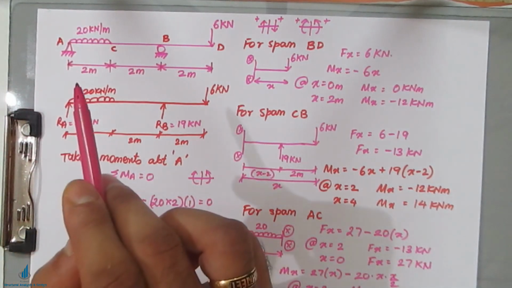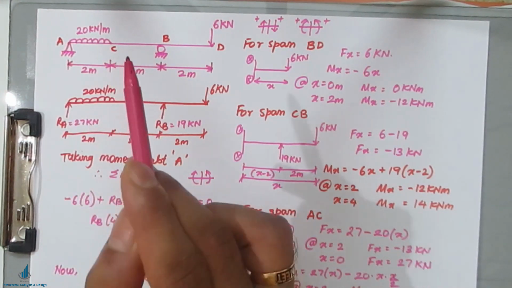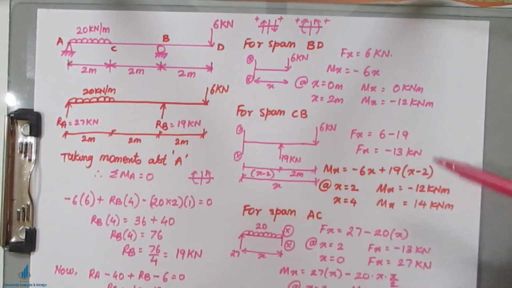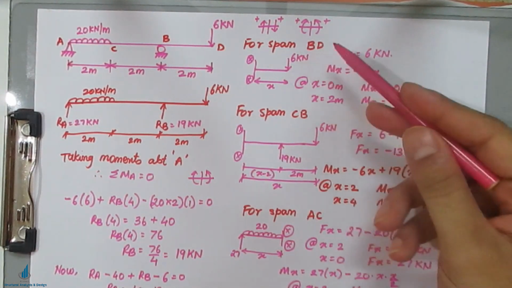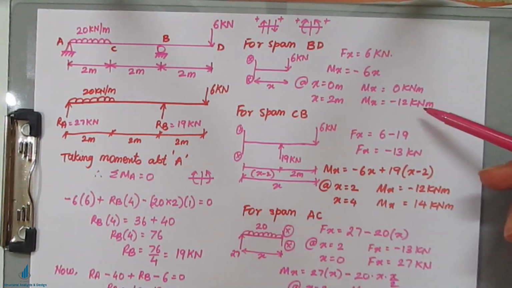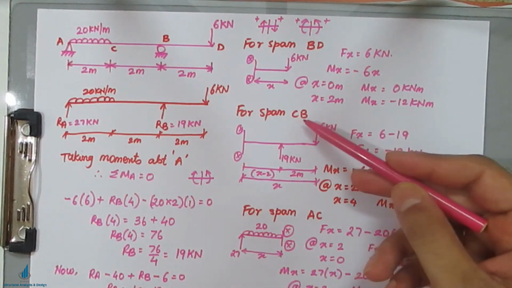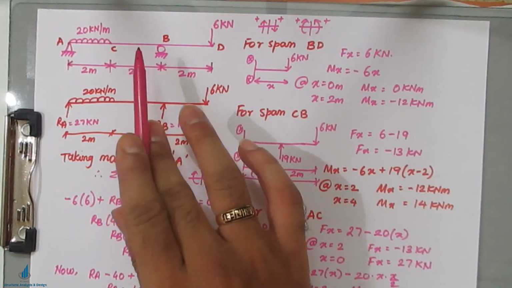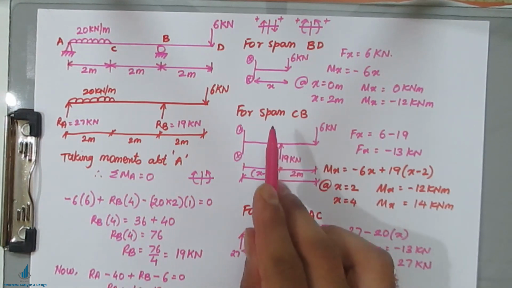Understood? The point of contraflexure is nothing but when the bending moment changes its sign from negative to positive or positive to negative. So we have to check in this problem where the bending moment is changing its sign. So again I will repeat. For span BD it was 0, then minus 12. For span CB it was again minus 12 and then it became positive 14. So the bending moment is changing its sign from negative to positive for span CB. So CB is the span which has a point of contraflexure, and we have to find out that point for that span.